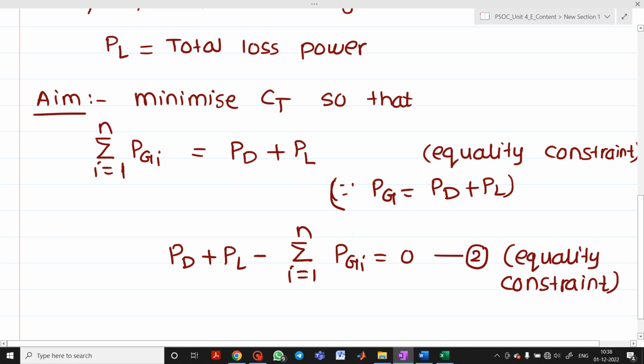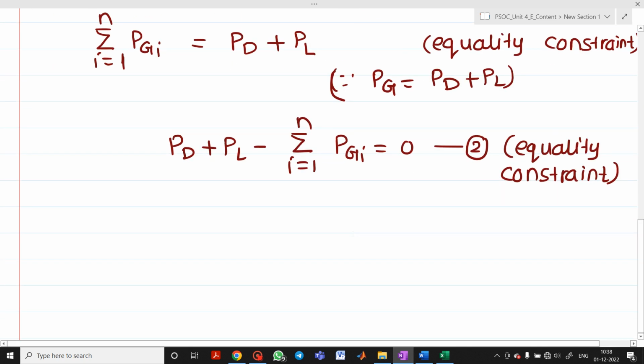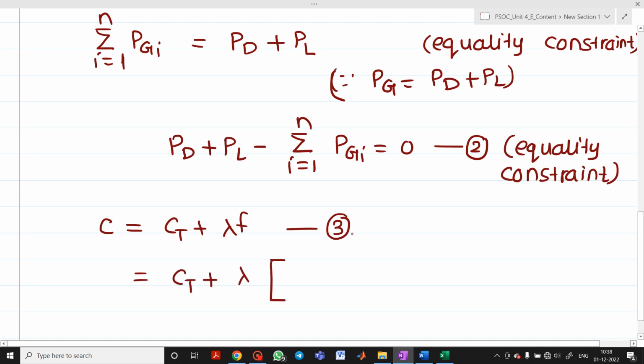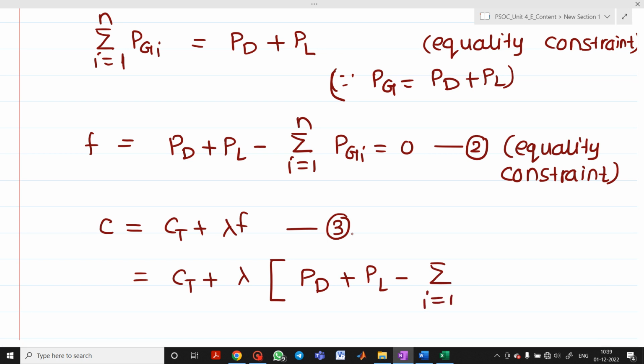Now, as we know, what is the Lagrange's multiplier method equation? From Lagrange's multiplier method, C will be equal to Ct plus lambda into F. Let me take this as equation number 3, where Ct is the total cost of generation, lambda is a Lagrange's multiplier, and this will be equal to your F. So how can I write? PD plus PL minus summation i equal to 1 to n PGi.